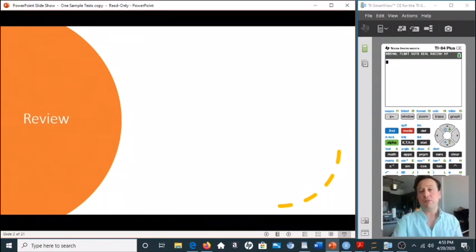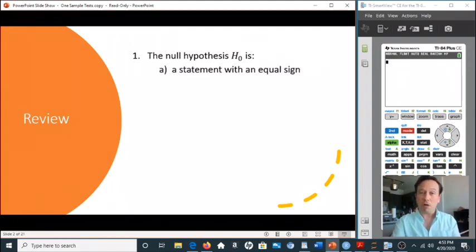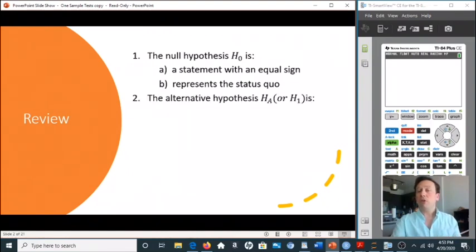First, let's review some things here that we learned that are necessary for hypothesis testing. So let's recall our definitions here of the null hypothesis, H0. Remember, it's a statement always with an equal sign. Always, always, always. Also remember that it represents the status quo of your population, meaning what is currently believed to be the truth. And then you have the alternative hypothesis, which is HA or H1, depending on the problem.